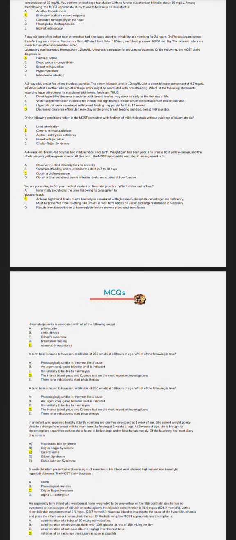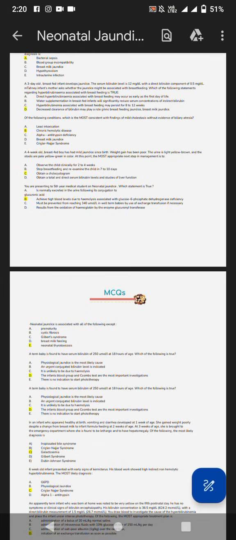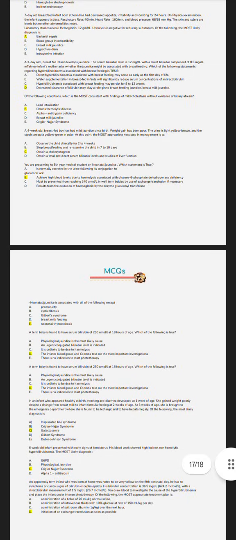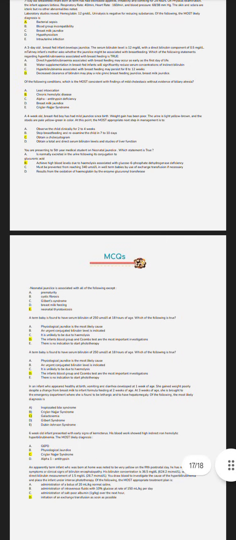Of the following conditions, which is the most consistent finding of breast milk jaundice? Cholestasis without the evidence of biliary atresia, lead intoxication, chronic hemolytic disease, alpha-1 antitrypsin deficiency, breast milk jaundice, and Crigler-Najjar syndrome.